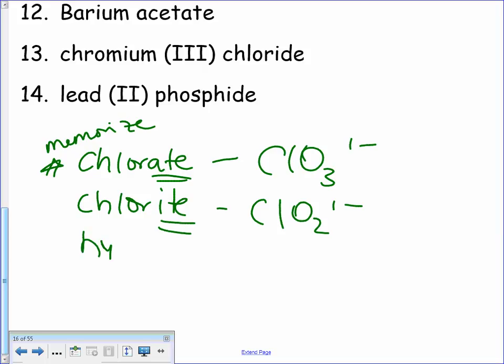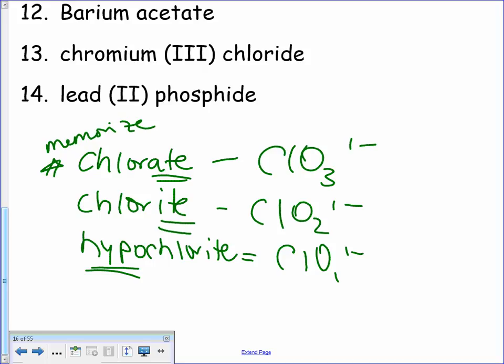So if I went hypochlorite, it's ClO1, 1 minus. So what does that prefix hypo mean? Okay, it does kind of mean minus 2 from chlorate, but what does hypo mean in general? Hypodermic needles. Under, right? Under the skin. It's my best example of hypo, unless you guys can figure another one. So hypo means below. One more below. And then the one above this, there is actually one above it. It's called perchlorate.